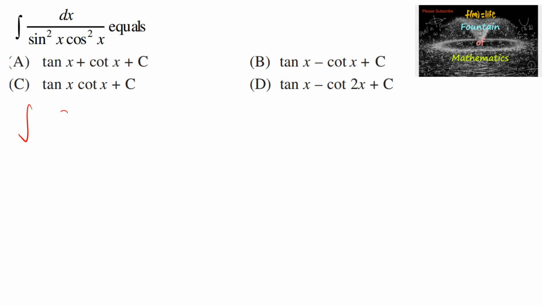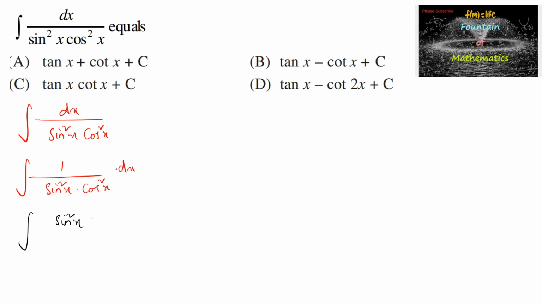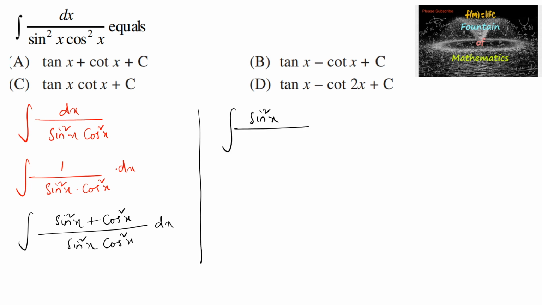Integral dx / (sin²x cos²x), or this can also be written as integral 1/(sin²x cos²x) dx, and the numerator 1 can be written as (sin²x + cos²x)/(sin²x cos²x) dx. On simplifying, you'll get integral sin²x/(sin²x cos²x) dx plus integral again cos²x/(sin²x cos²x) dx.